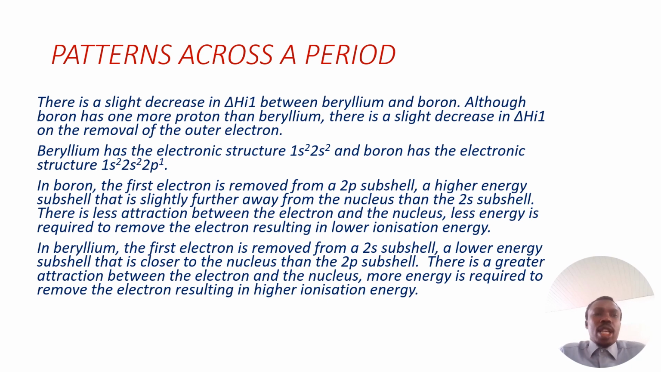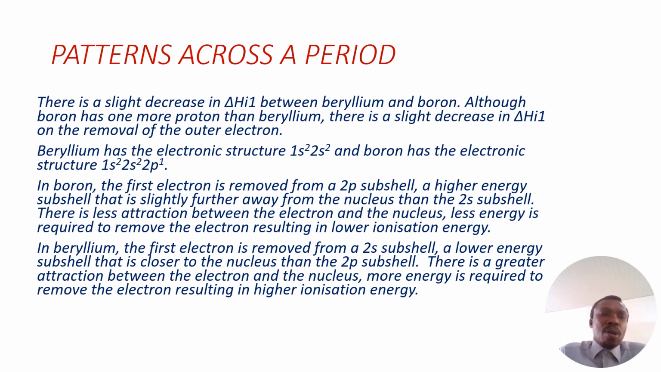There's a slight decrease in first ionization energy between beryllium and boron. Although boron has one more proton than beryllium, there's a slight decrease in first ionization energy on removal of the outer electron. The reason is that the electronic configuration of beryllium is 1s2, 2s2, and boron is 1s2, 2s2, 2p1, because the atomic number of beryllium is 4 and that of boron is 5.